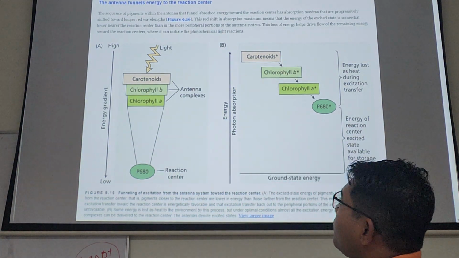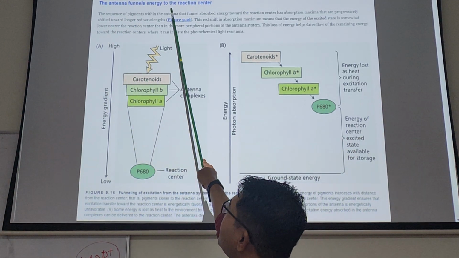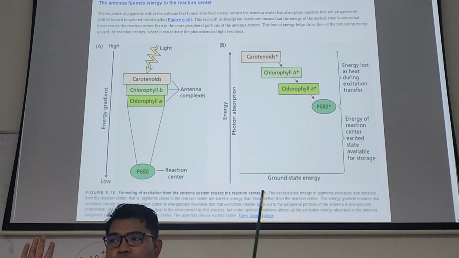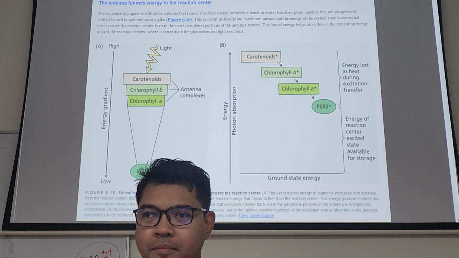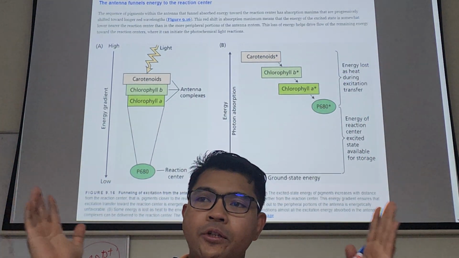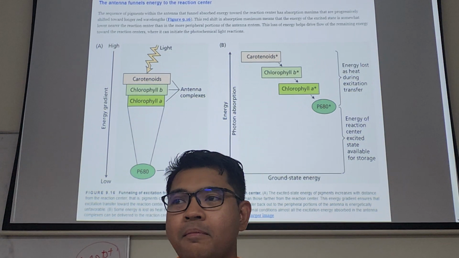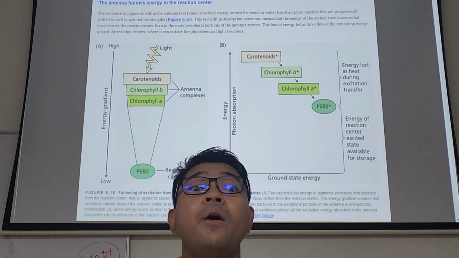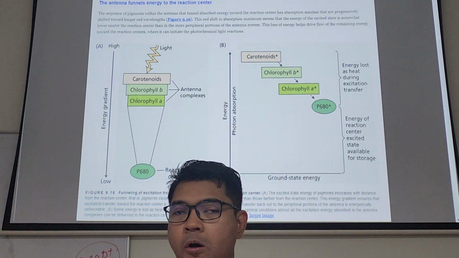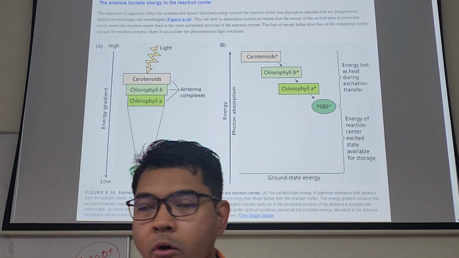Okay, so let's look at this. The antenna funnels, that's the keyword here. Funnels energy to the reaction center. What do you understand by the word funnel? From big to small. What about the direction of it? One way, both way, sideways, multi-way? One way. Okay, so two concepts of funnels here, meaning that from big to small and unidirectional. Nobody that has reached one end goes backward.